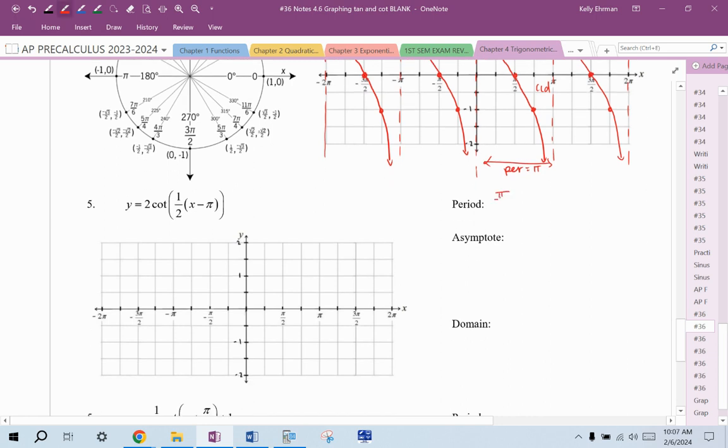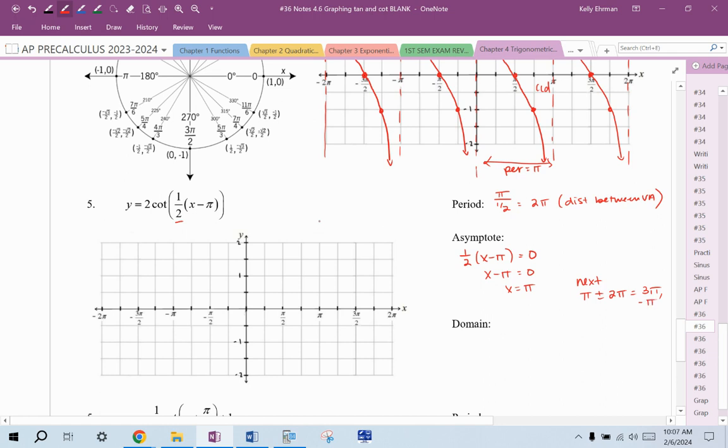All right, so same steps on this one. The period is pi divided by 1/2, which is 2 pi. And again, that's just the distance between vertical asymptotes. To solve for the asymptote, we set the expression inside of cotangent equal to 0. So this is a nice, easy one to solve. Multiply by 2. X minus pi is 0. So x equals pi. So that's easy. And then the next asymptotes are at pi plus or minus the period. So 3 pi or negative pi.